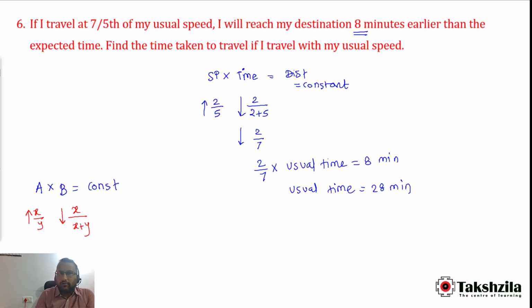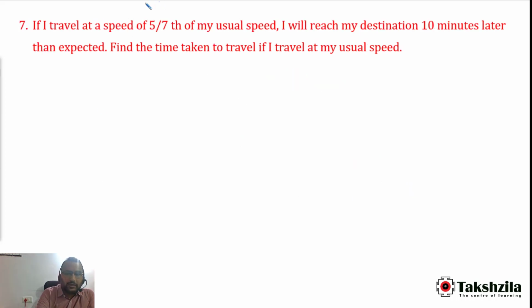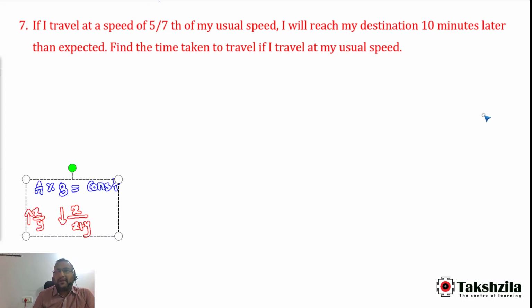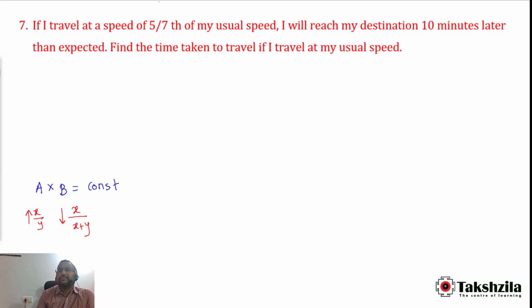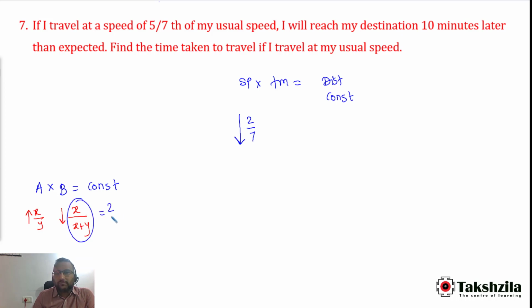Let's try one more question of the same type here. If I travel at 5/7 of my usual speed, so again speed into time is equal to distance. The distance traveled in both the cases is constant. I am traveling at 5/7 of my usual speed. It means I decreased my speed by 2/7. So I should increase my travel time by 2 divided by 5 because x is equal to 2 and y is equal to 5 over here.